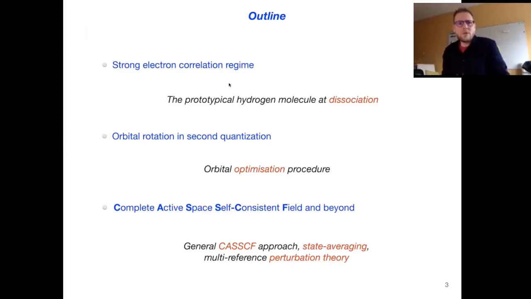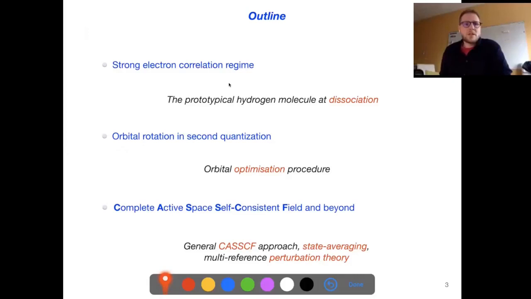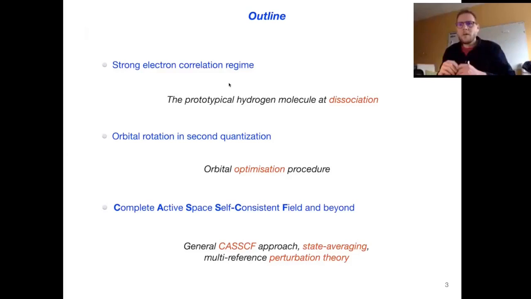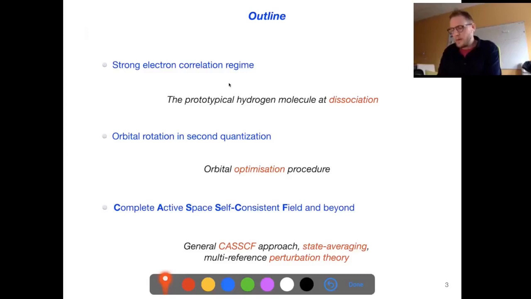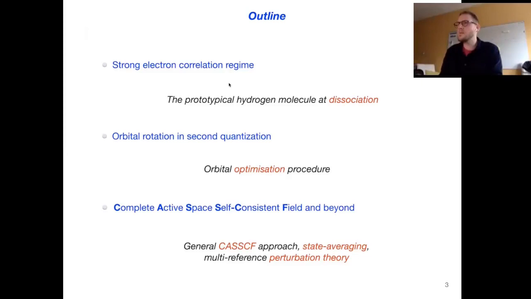This will motivate the second part of the presentation, which is about orbital optimization, and I will introduce the concept of orbital rotation. Optimizing orbitals is similar to a rotation process, as we will see. Finally, I will give you a general picture of the state-of-the-art method for strongly correlated molecules, the complete active space self-consistent field, CASSCF. I will discuss how you can extend the theory to excited states and tell you about perturbation theory on that basis, exactly as Vincent mentioned. So this is our menu, and we'll start with that.